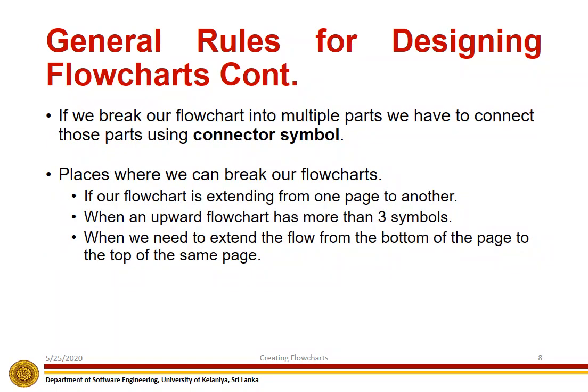Then the next important point is that if we break our flowchart into multiple parts, we have to connect these parts using a connector symbol, a small circle. You have to put a connector at both ends where the flowchart connects, and if you have to put more connector points, you have to label them with numbers or characters, and give the same number to the two ends that connect together.